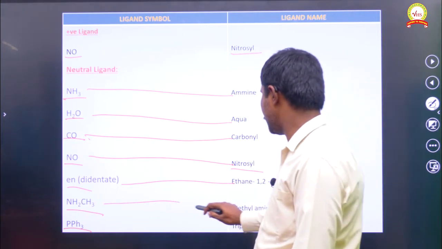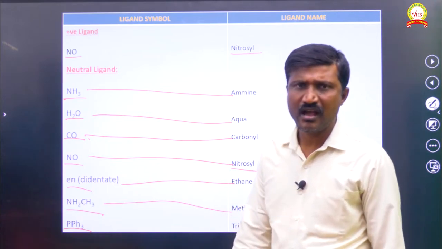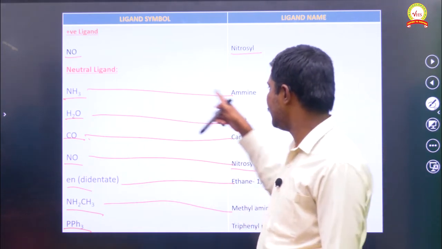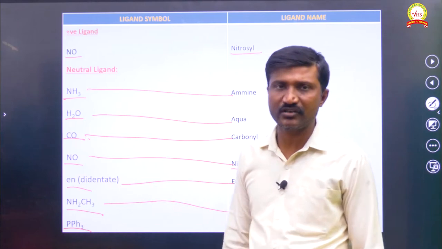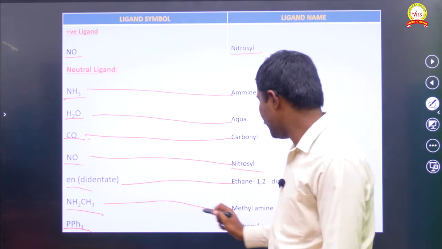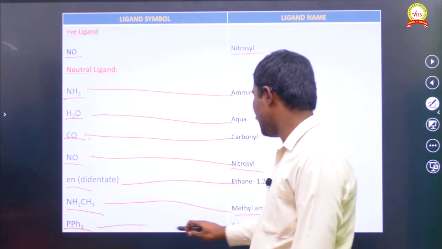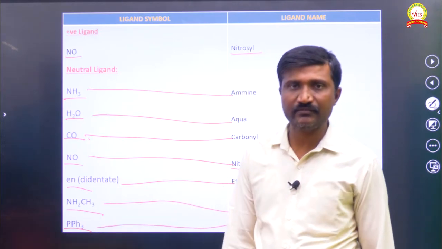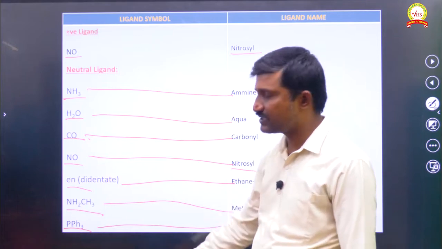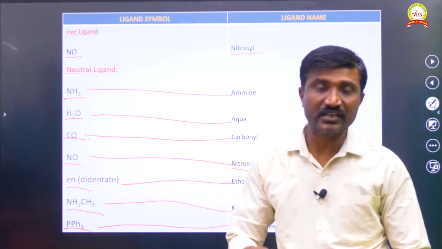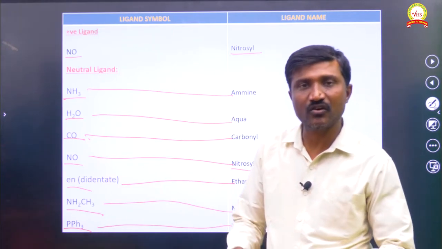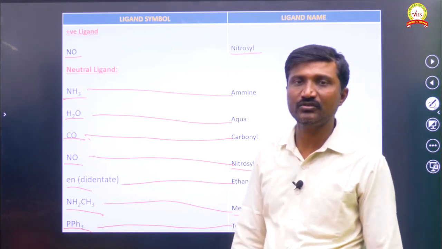1,2-diamine. NH2CH3: NH3 means ammine, and in one place of hydrogen a methyl is there, so that is methylamine. And PPh3 means triphenylphosphine. So, these names only we have to write for these neutral ligands. If any other neutral ligand is there, we write the name as it is usually called.